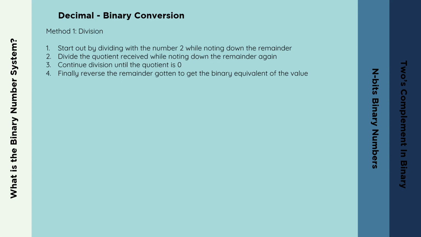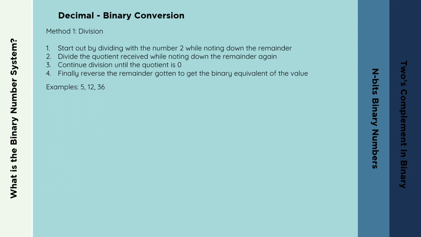And then the second step is dividing the quotient received from the first division while also noting down the remainder again. And then you continue division until the final output is 0. Of course, also noting down the remainder from the final division. Finally, you reverse the remainders received in order to get the binary equivalent of the starting integer. Let's take a look at a few examples to help us tackle this method.